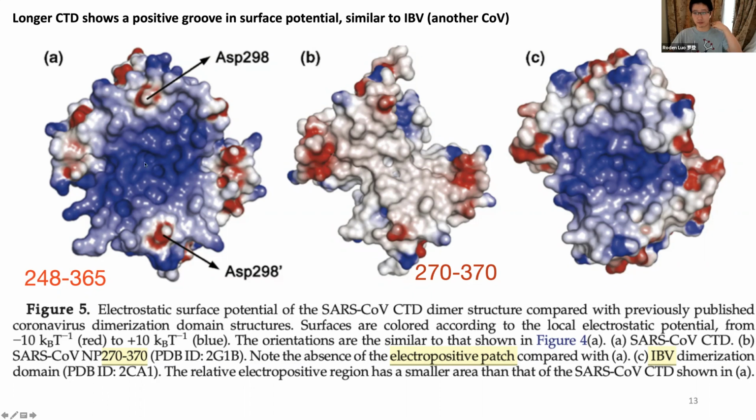And this model is similar to the CTD of another virus called IBV, which is a coronavirus as well. And also you can see that this binding pocket is slightly larger than this one.